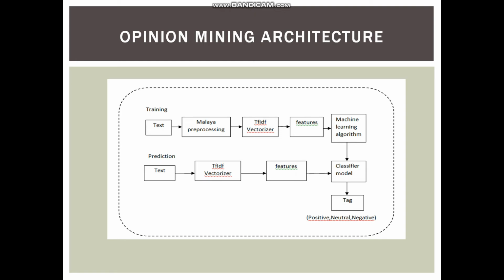So we have training and prediction. For the training we have text, then we go to preprocessing, then the TF-IDF vectorizer, then we feed the features into the machine learning algorithm. For the prediction it is the same thing, and then we go to the classifier model, and the classifier model will predict whether it is positive, neutral or negative.